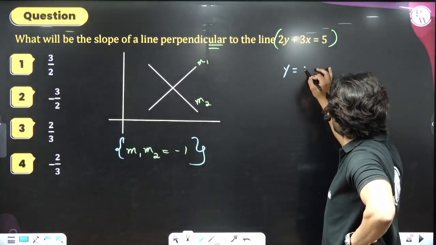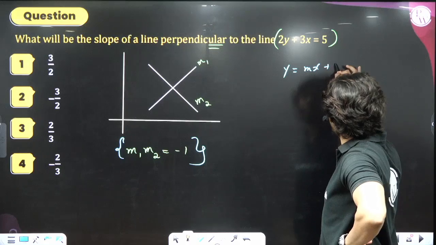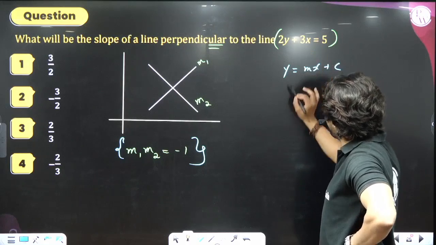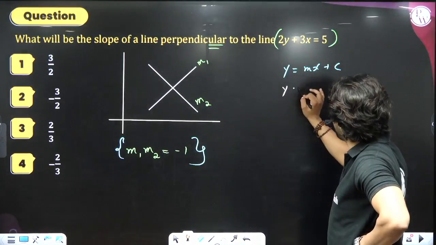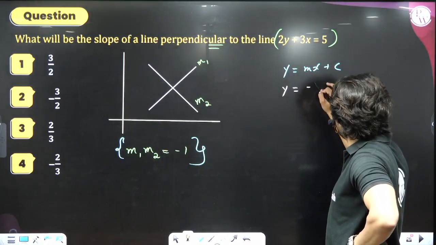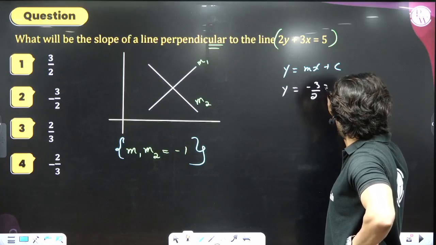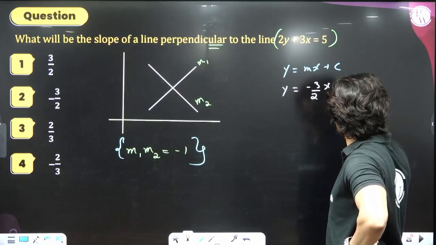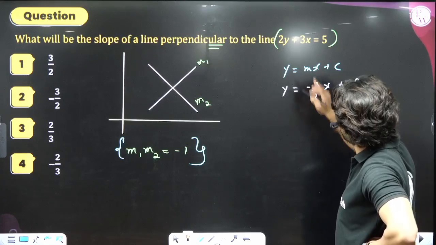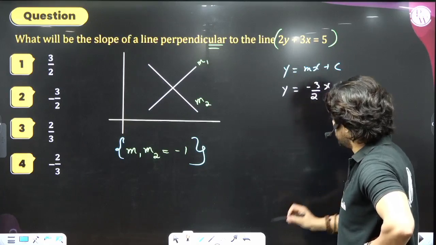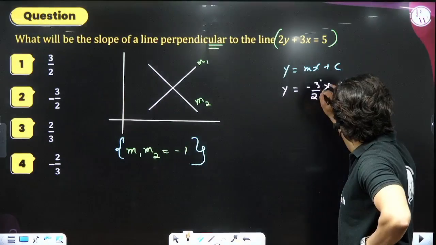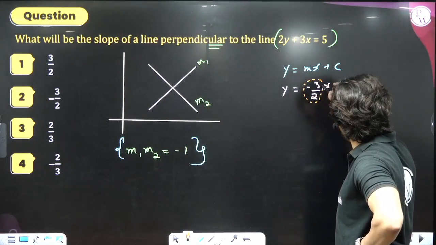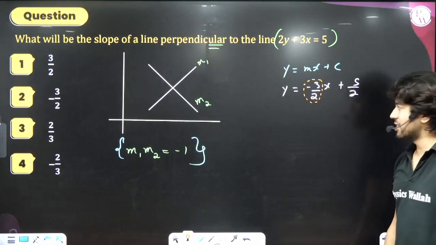y equals mx plus c. Arrange this expression in this format. Write this expression as y equals minus 3 by 2 x plus 5 by 2. Okay, y equals mx plus c. So what is m over here? m is minus 3 by 2.